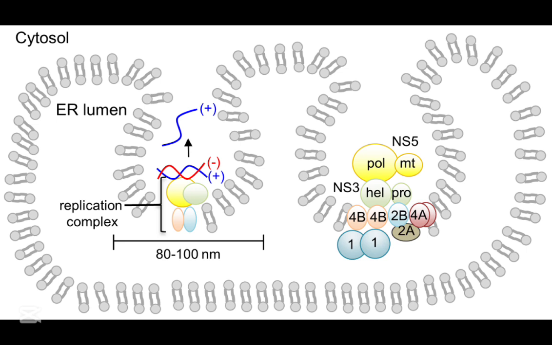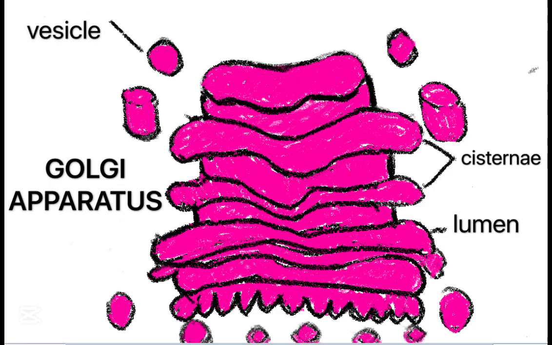Precisely. And once the proteins have passed inspection in the rough ER, they're packaged into vesicles, small membrane-bound sacs that bud off from the ER and travel to the Golgi apparatus. Yes, the Golgi apparatus, the cell's post office. Exactly. Sorting and delivering packages all over the cell.